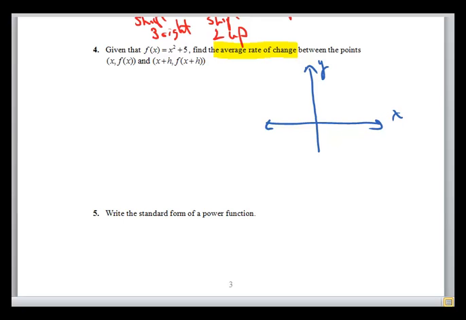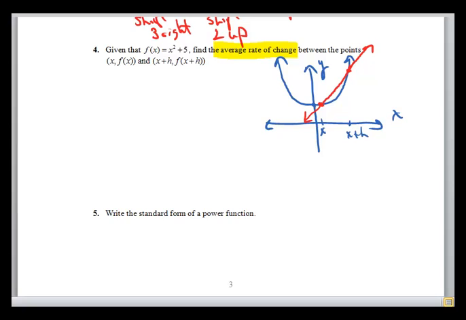So for example, this is the graph y equals x squared plus 5, so it looks something like this. So the average rate of change, let's say this is x, and over here is x plus h. The average rate of change is going to be the slope of that red secant line, right? That's what you call the secant line. So the average rate of change is the slope of that secant line, right?